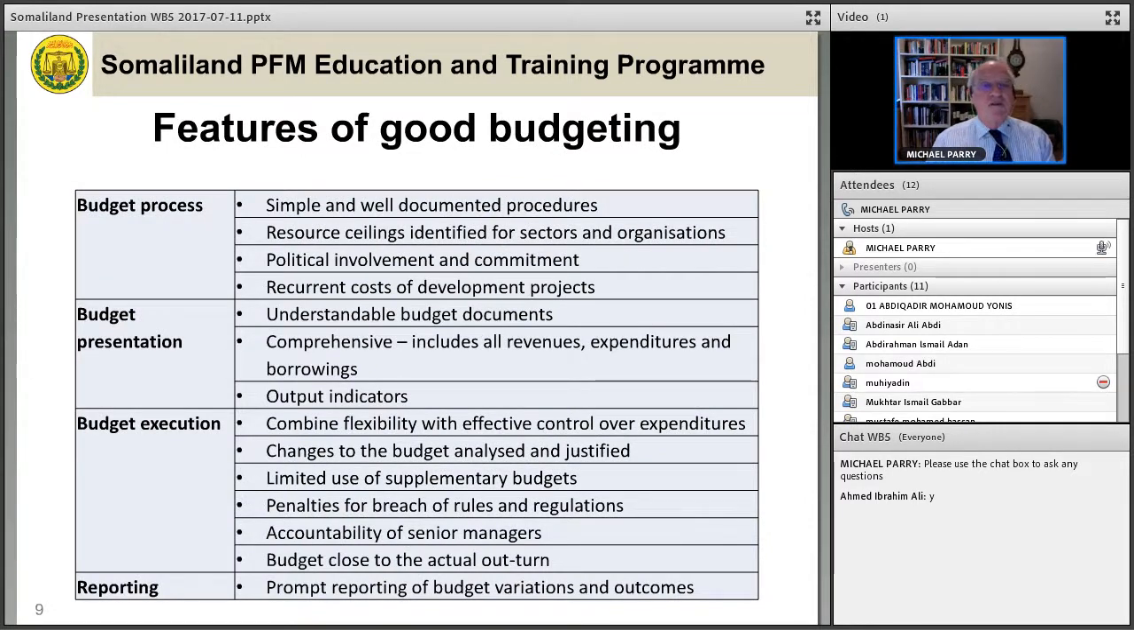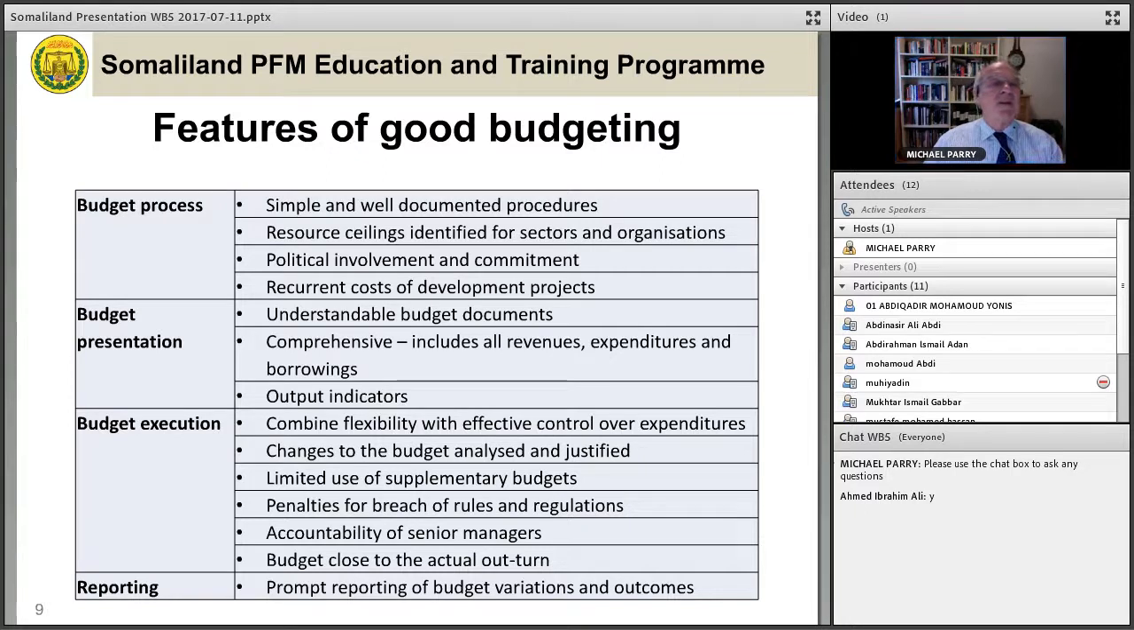And this table is also based on the table that is in your workbook, but I have reorganized it and tried to simplify it. So this says the same thing as in your workbook, but it's organized and presented somewhat differently, and I hope in a way that makes it clearer. What I've done is I've looked at the stages and looked at the features in relation to the different stages. So in relation to budget processes, what you want, first of all, those procedures we saw in the previous slide should be simple, they should be well documented.